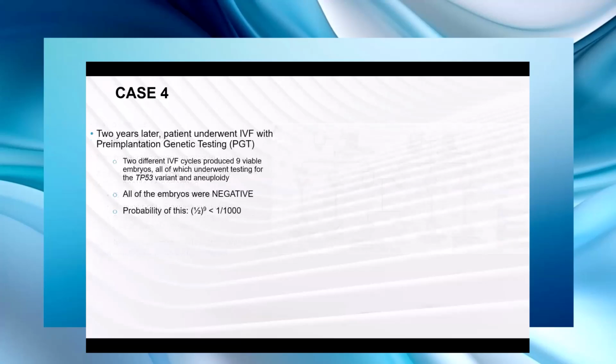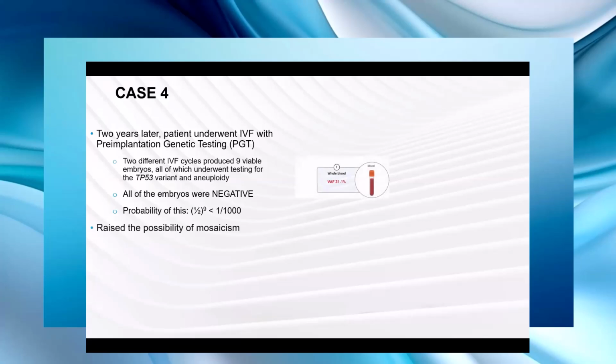Later, this patient underwent IVF with preimplantation genetic testing to try to have a healthy baby, given the high reproductive risk. She underwent 2 cycles of IVF, which produced 9 viable embryos, and all 9 embryos tested negative for this particular TP53 variant. So we're wondering, what's the likelihood of this happening? Statistically, this should be less than 1 in 1,000. So either we're really lucky here, or there's something else at play.